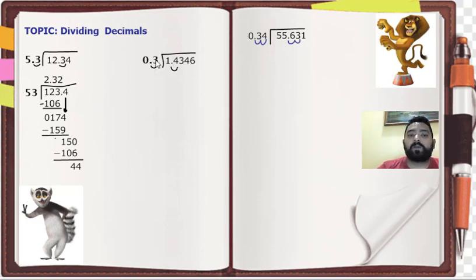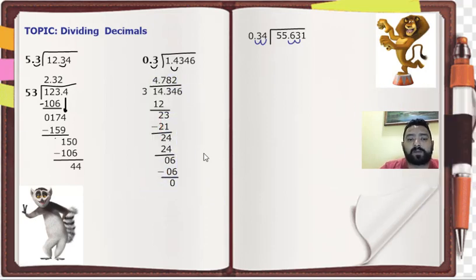Now in the second one, as you can see, we need to convert this 0.3 to a whole number. So we move 1 decimal position, and here 1 decimal position. And finally, when you convert, you will have 3 as the divisor and 14.346 divided by 3, and this is going to be your new division. Here we have it.